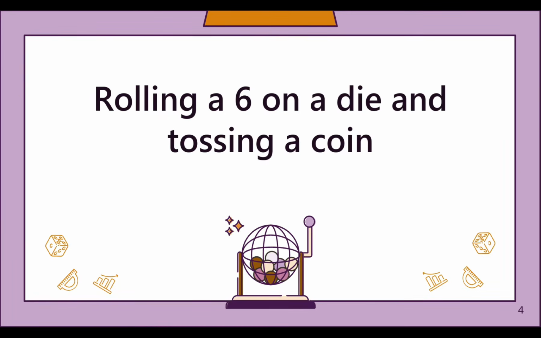First example, event A is rolling a 6 on a die and second event is tossing a coin. What would your answer be? Independent or dependent events? If your answer is independent, you're right.